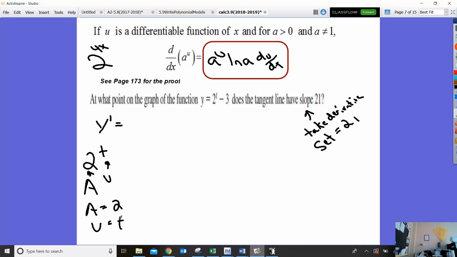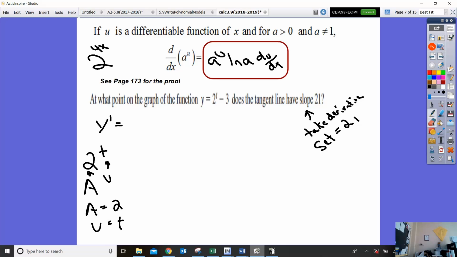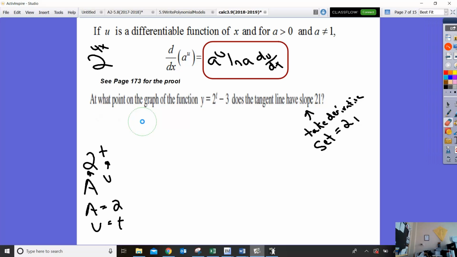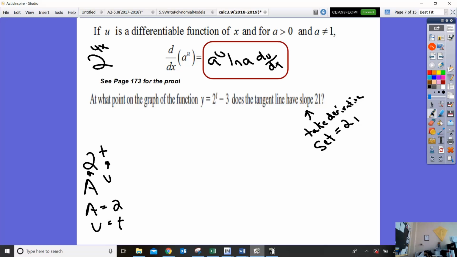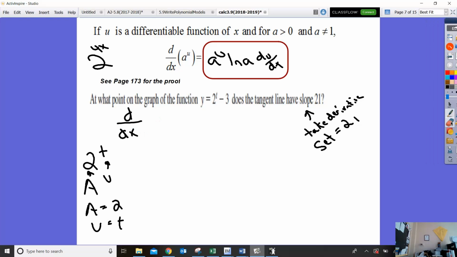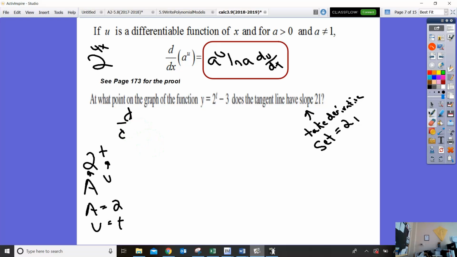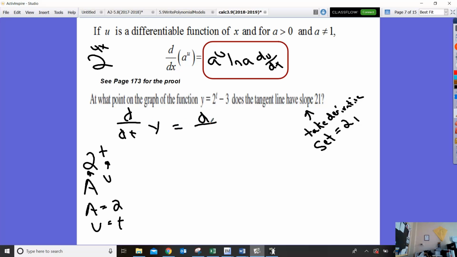If you ever look in your book, part of me thinks about teaching things like this. I don't know if you ever look at your book for help. But what they would do is show all the steps and say, okay, we're going to take the derivative, this is actually the derivative with respect to t, not x. We're going to take the derivative with respect to t of y, and the derivative with respect to t of 2 to the t minus 3. They show all of those steps like that, so don't be confused if you look at your book for help.